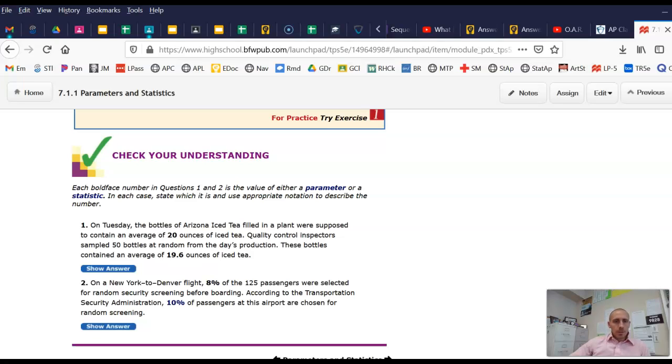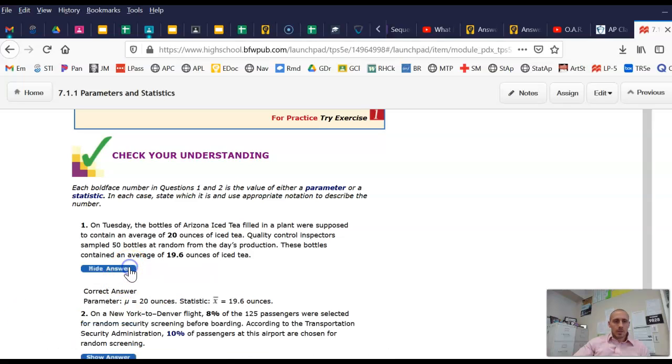So in this scenario, the Arizona iced tea bottles were supposed to contain an average of 20 ounces of iced tea. So that's an average. That's from all of the bottles. That's a population parameter. And the correct notation would be mu. That's the population mean. We try to estimate that by taking a sample mean. And that's the 19.6. That's the sample statistic, which is the sample mean in this case. And that would be denoted by x-bar, which is the sample mean.